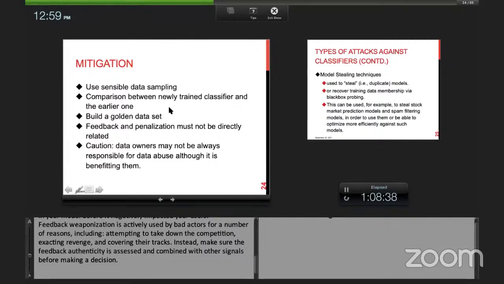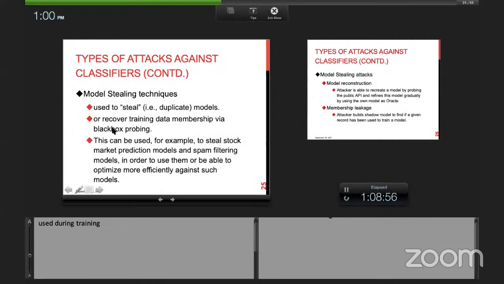But okay, we always have some particular things in mind. So data owners may not always be responsible for the data abuse, although it is benefiting them. This is coming from an industry viewpoint. And you remember, we have the model stealing techniques, which are another type of attack. First it was adversarial, then data poisoning, and now we are dealing with model stealing techniques. Basically, they are used to steal models. You do not actually steal, but you duplicate the models. So the technique is basically to duplicate a model.